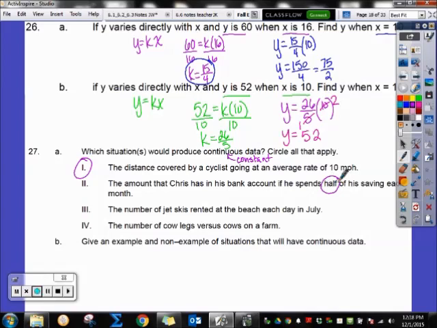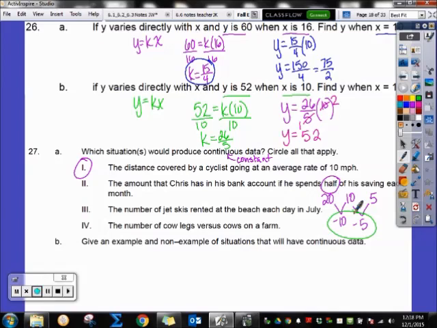So for instance, a good example would be if I started with $20 in my bank account. Well, if I spend half one month, then I would have 10. So that means in the first month, I spent $10. Well, then half of 10 is 5. So the second month, I only spent $5. And you can see that my spending per month is not a constant rate. So half is not a continuous situation.